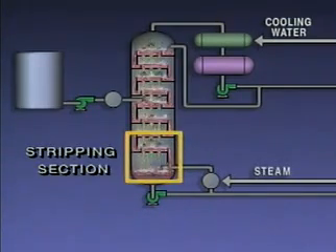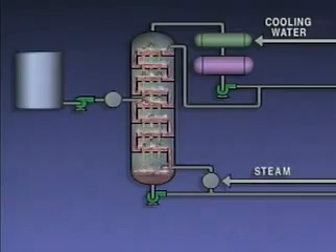In this section, the lighter components are vaporized or stripped from the heavier liquid. If a distillation tower worked perfectly, it would produce pure products. Unfortunately, that's not the case. The lighter products usually contain some heavier fractions, and the heavier products usually contain some lighter fractions.